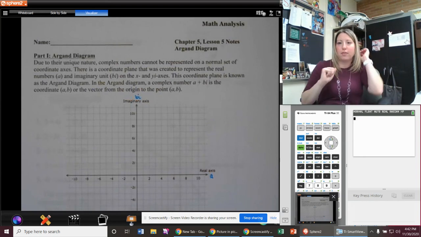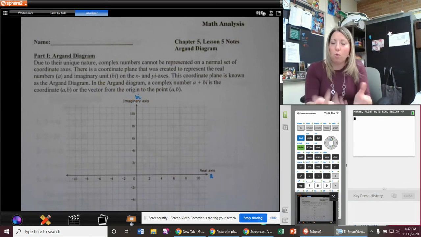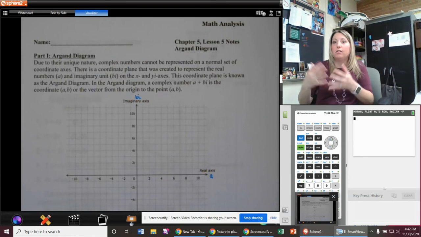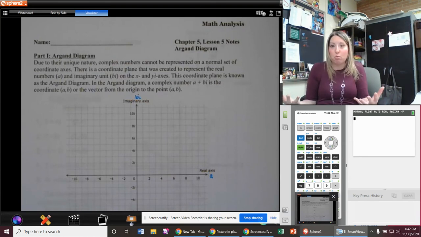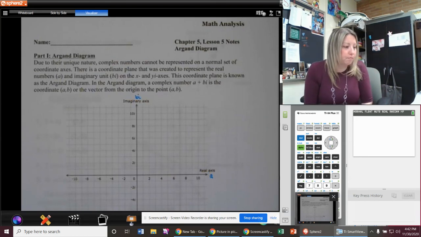I needed to show you where that came from. Why is that what we get when we add? And then in the next lesson, why is that important is the last piece.